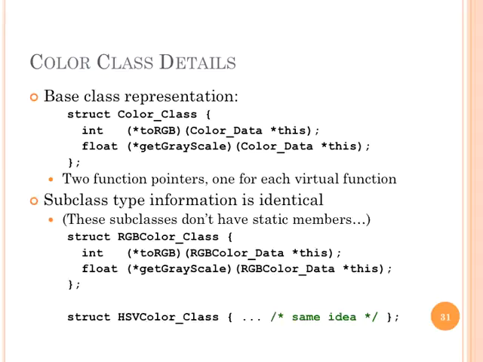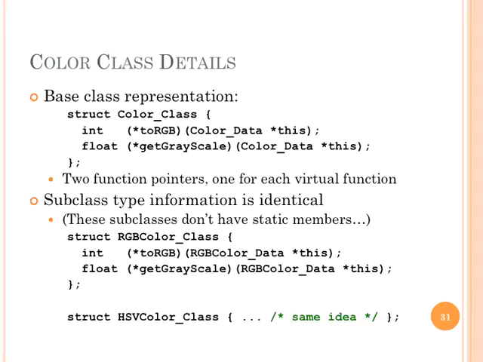The subclass type information is going to be the same. Okay? Notice RGB color class. It's a subclass of color class. We still need to have these members. You'll notice that the arguments are slightly different. But think about this from the standpoint of the C compiler or the assembler.